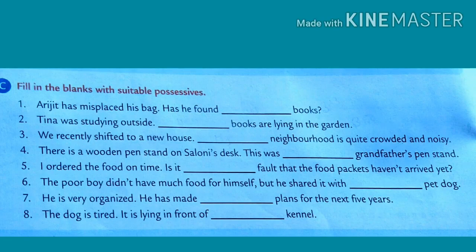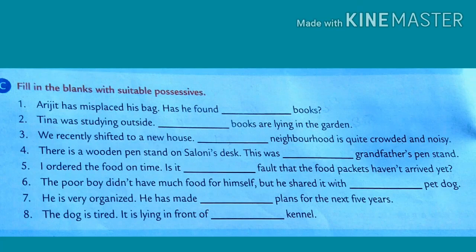See, whose bag has been misplaced? It is Arjit's bag. Arjit is a boy. The possessive form of he is his. So, just write the word his in the blank. The answer is: Arjit has misplaced his bag. Has he found his books?